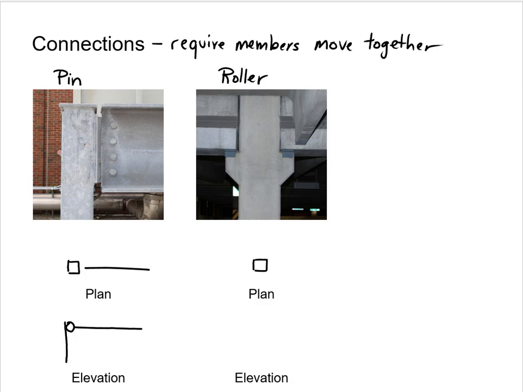In the plan view, we show the overlapped members as dashed lines. For an elevation view, we show the connection as a hollow circle with the members not in alignment.